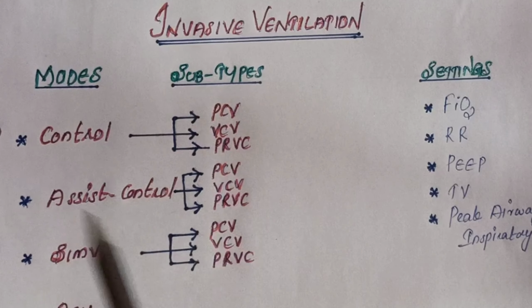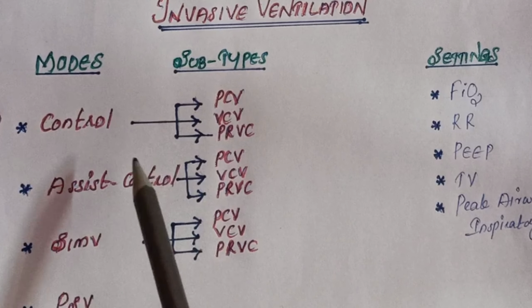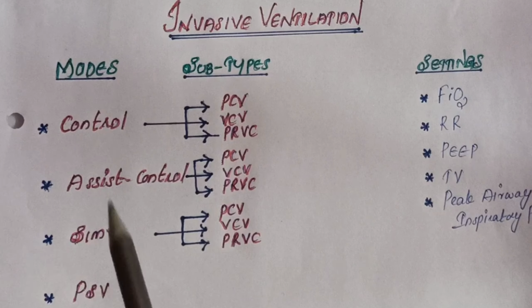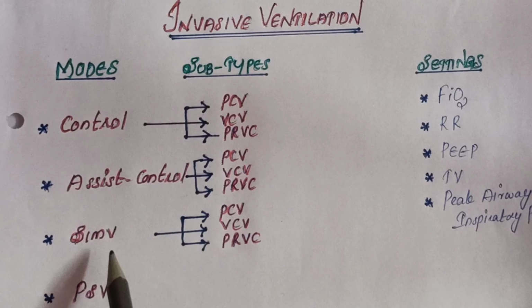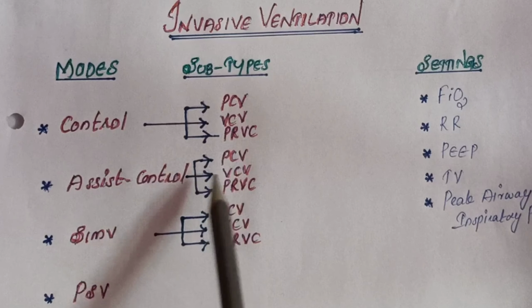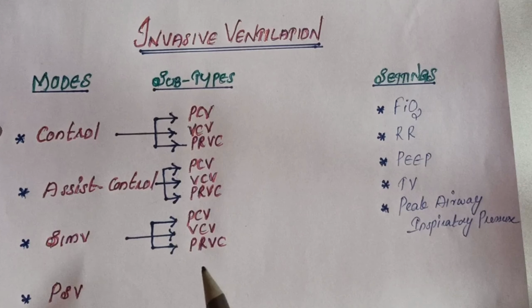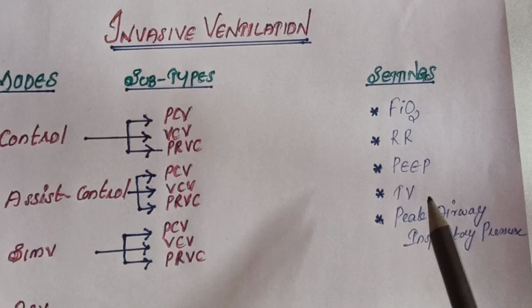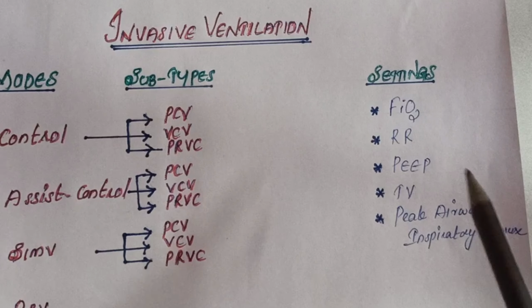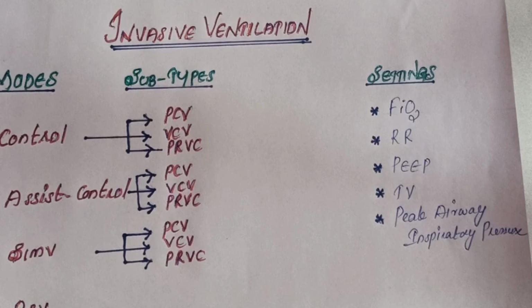In invasive ventilation, we have four modes, that is control, assist control, SIMV and PSV. In control, assist control and SIMV, we have subtypes. They are pressure control, volume control and PRVC. Before explaining these modes and subtypes, I'll explain some settings and parameters which are necessary for the ventilator.